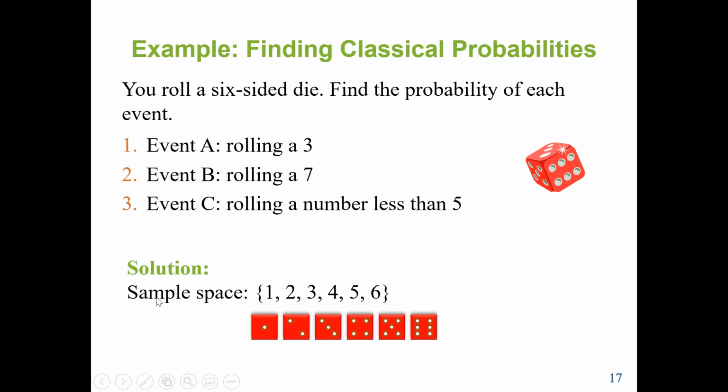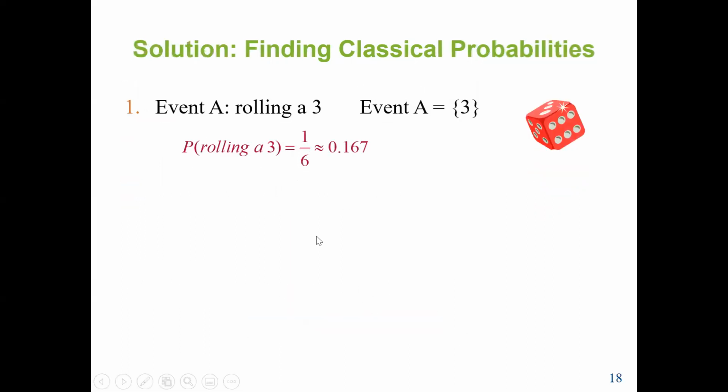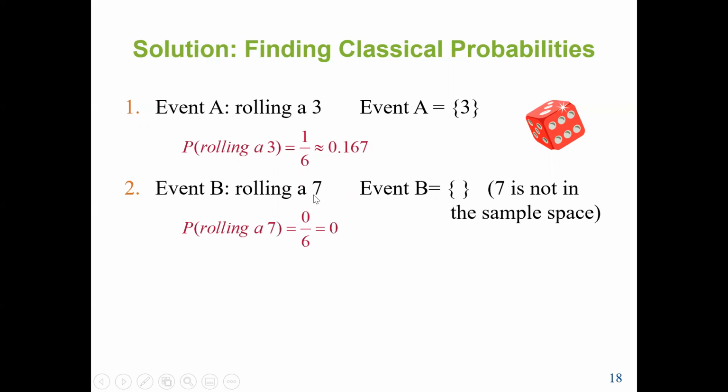First, we know our sample space. This is a die, so we have 1, 2, 3, 4, 5, 6, as we can see in the image. Then event A, how do we roll a 3? The probability of rolling a 3 is very simple, only 1 will count. So it's 1/6. Now question 2, rolling a 7. The 7 is not in the sample space. We don't have a 7. So the probability of getting a 7 is totally 0.